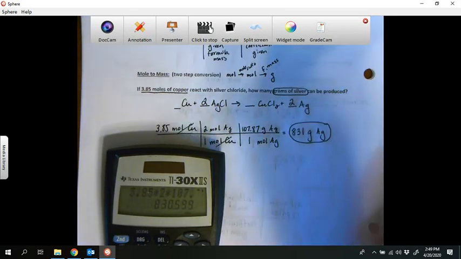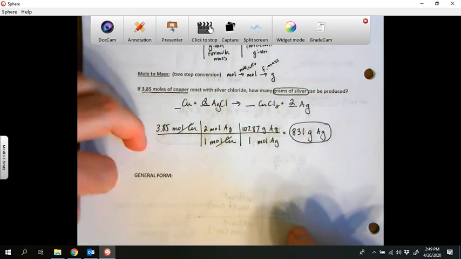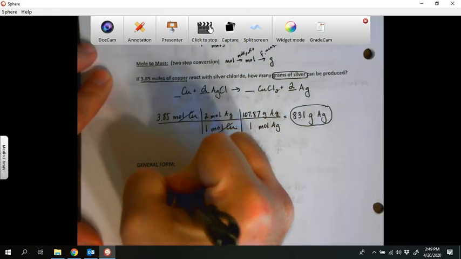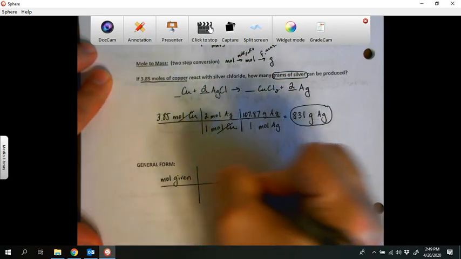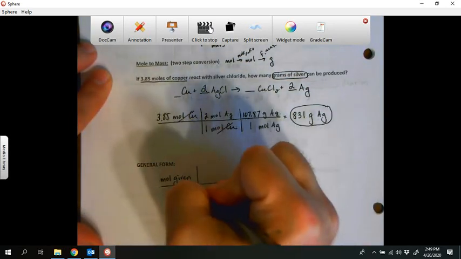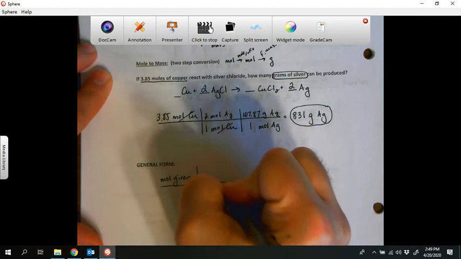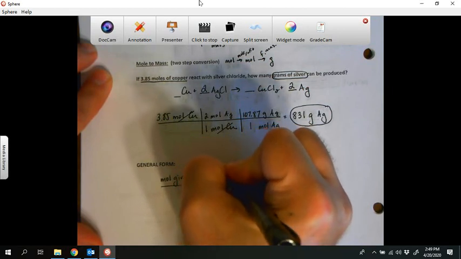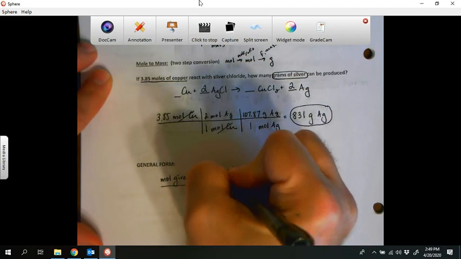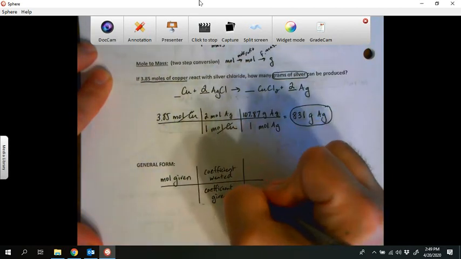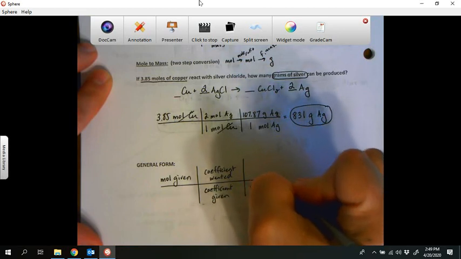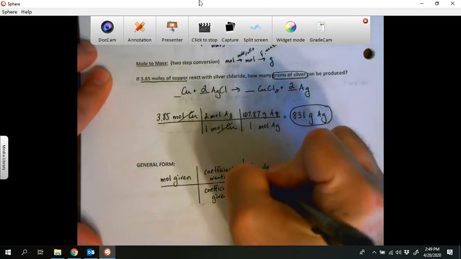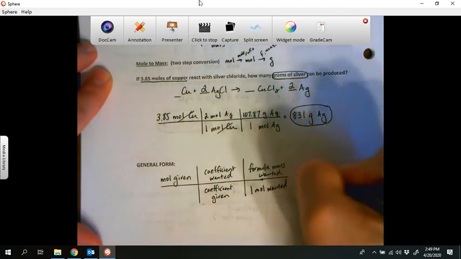That is our answer. So let's come up with our general form. We're going to have the moles given. That's what we're going to start with. Then we're going to have the coefficient of the given from our balanced chemical equation. And up on top is the coefficient of what we're looking for, our wanted. Down below, 1 mole of the wanted. And up on top is the formula mass of the wanted. And that's going to give us grams of the wanted.